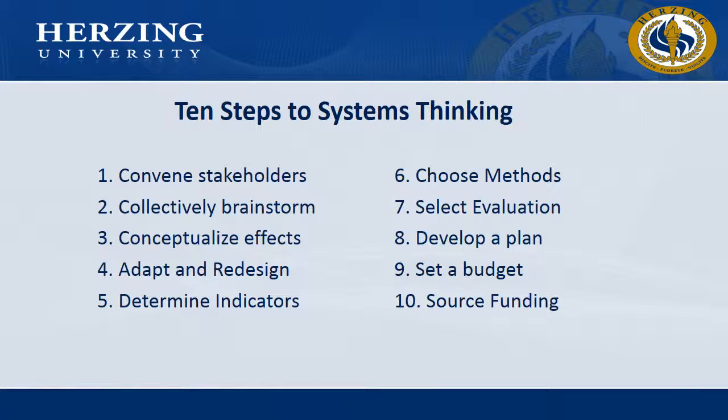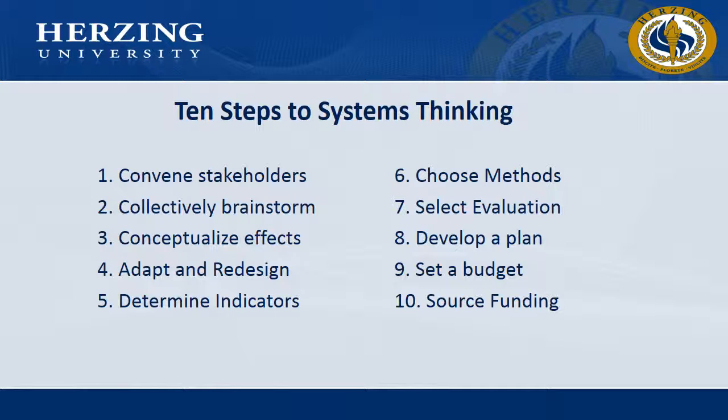This slide will discuss 10 steps needed in order to provide systems thinking in healthcare. Number 1, convene stakeholders from across the health system, plus selected intervention designers and implementers, users of the health system, and representatives of the research community. Number 2, collectively brainstorm on possible system-wide effects of the proposed intervention. Number 3, conceptualize effects to map how the intervention will affect health and the health system as a whole. Number 4, adapt and redesign to optimize synergies and minimize any negative effects.